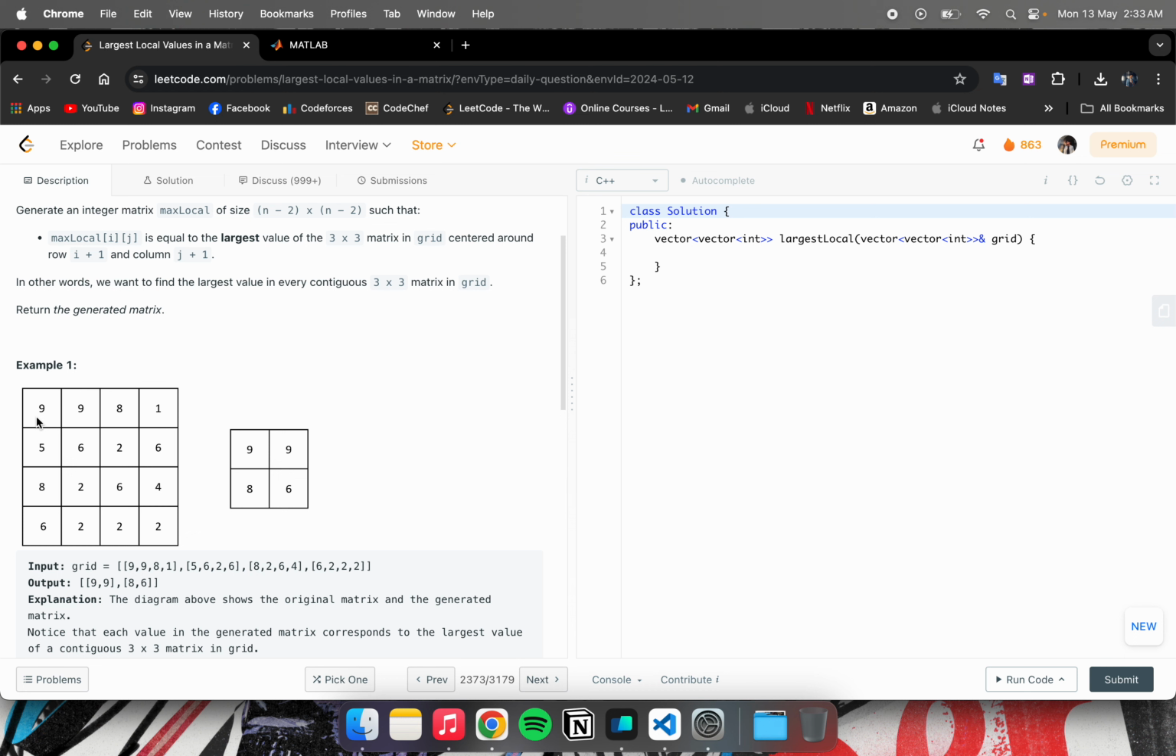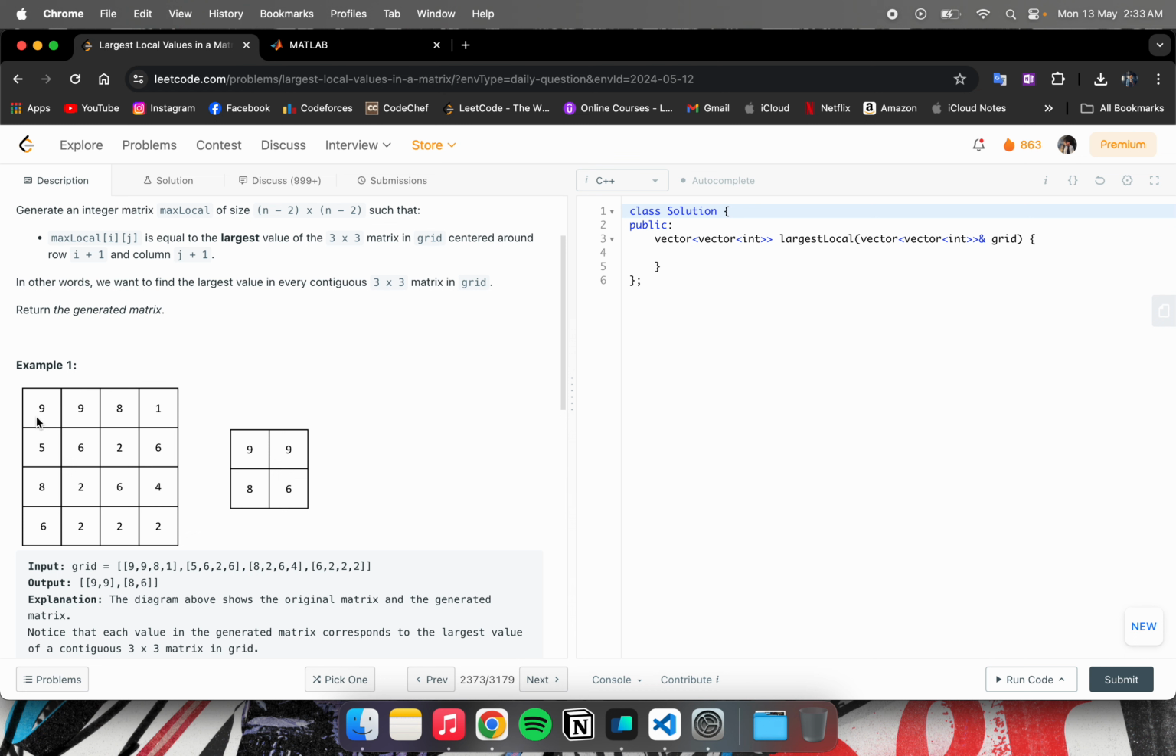Hello everyone. So today's agenda will be to discuss this Leetcode daily problem, largest local values in a matrix. Basically in this problem we have been given an n cross n integer matrix called grid, and we have to create another matrix max local of size n minus 2 cross n minus 2 such that max local of i of j is equal to the largest value of the 3 cross 3 matrix in grid centered around the row i plus 1 and column j plus 1.